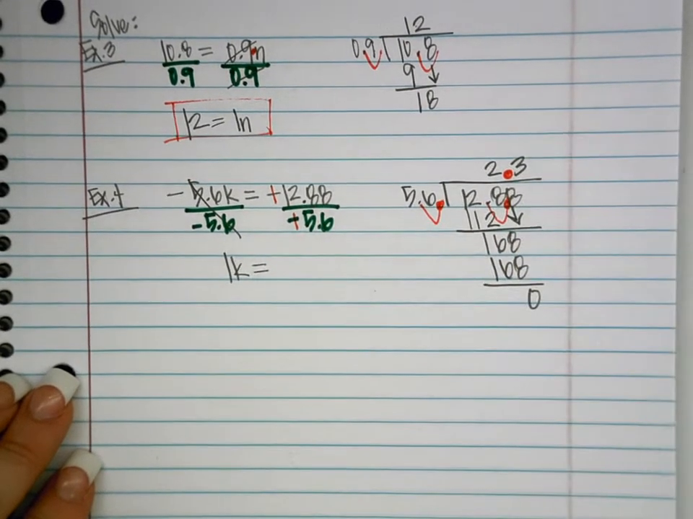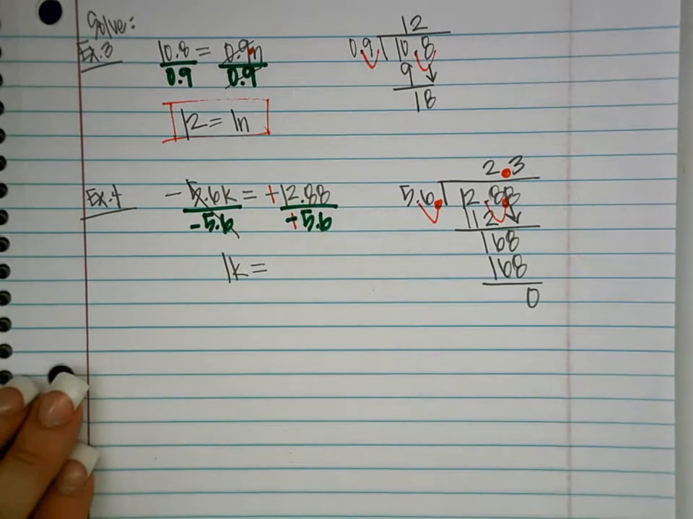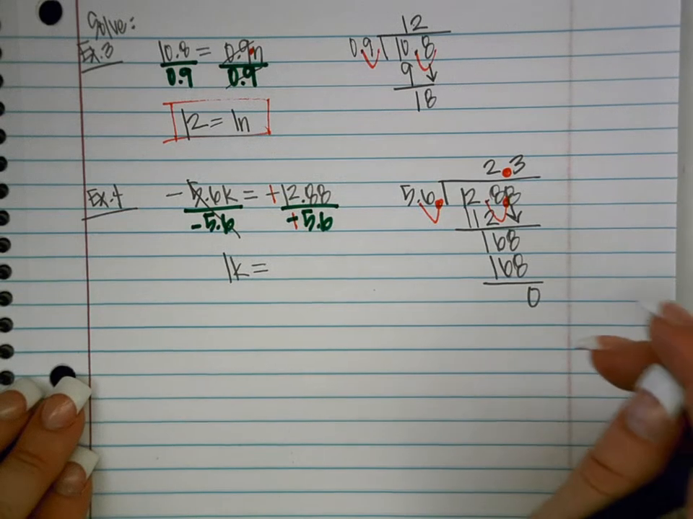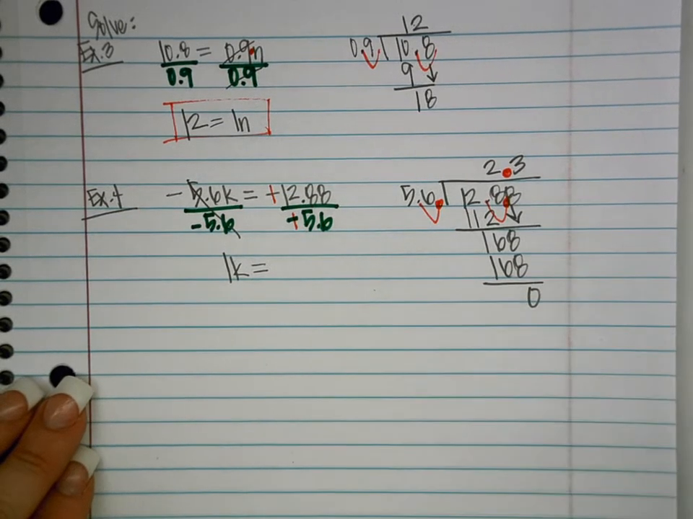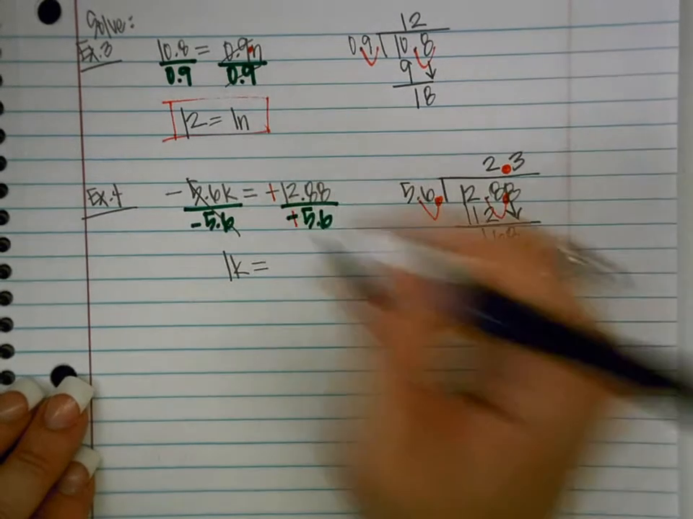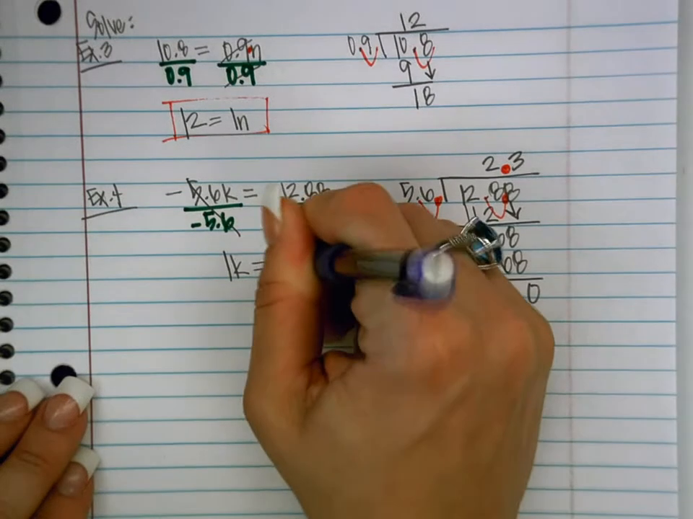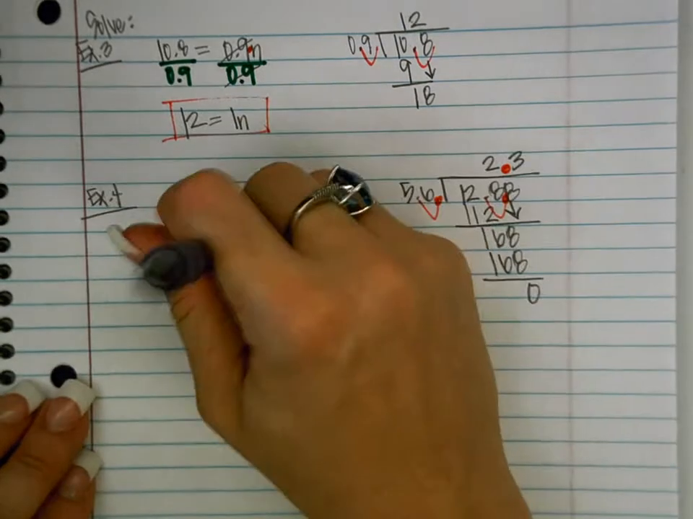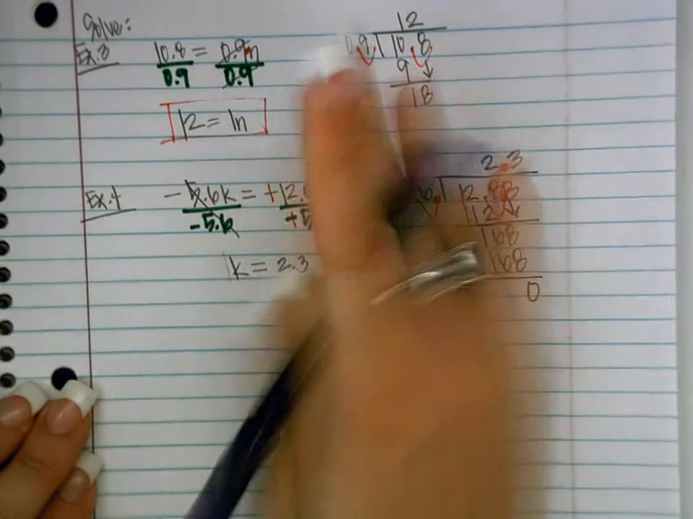So, a lot of you guys got 23. What's wrong with that answer? 2.3. Okay, don't forget you can't lose that decimal. And yes, that's the answer that I'm looking for. So k equals 2.3. Now, do I have to have the 1 in front of here? Nope. You could just write k by itself. It doesn't really matter.